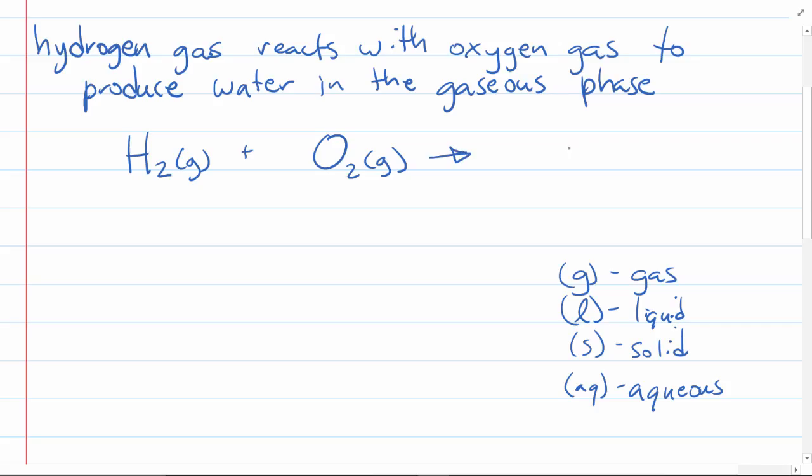Well, then we produced water. The formula for water is H2O. And the phase label we give here is gas. We did not produce it as a liquid, we produced it as a gas. So this here would be a chemical equation that shows what happened in this reaction.